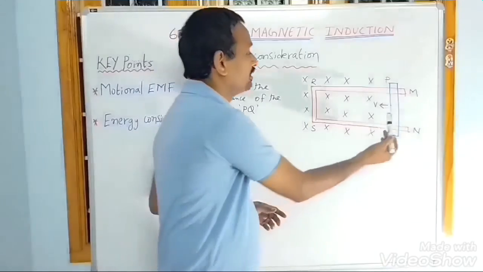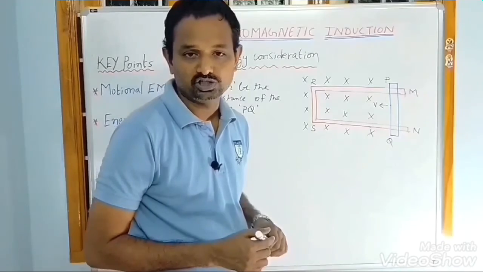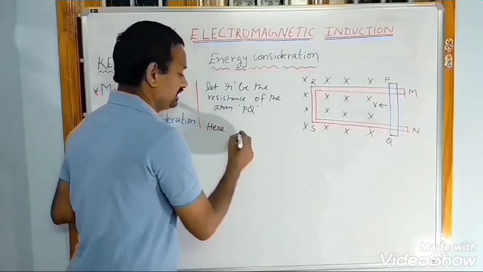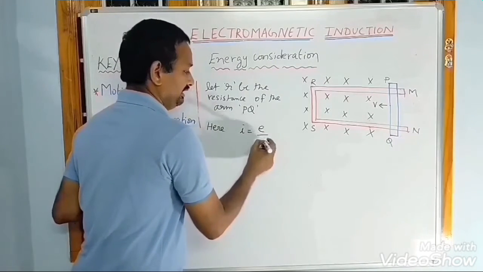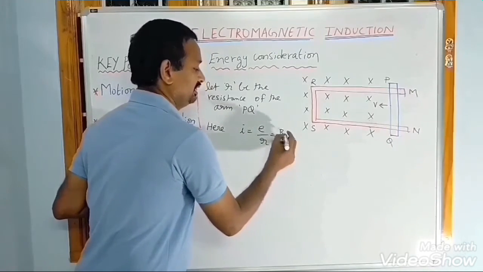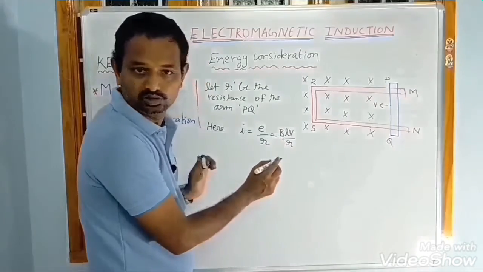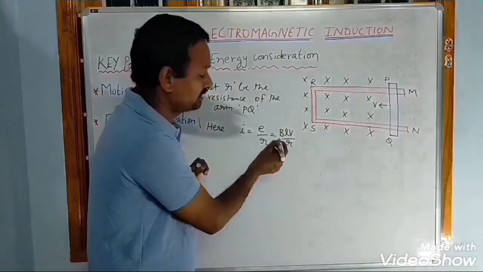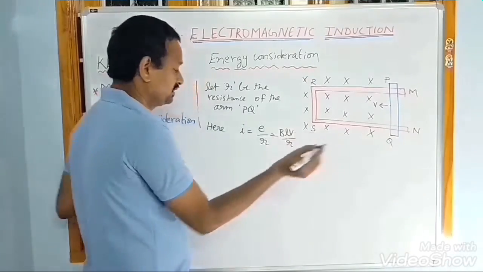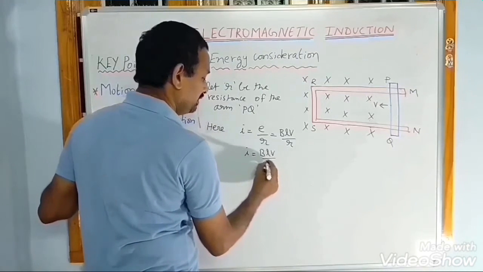If we move arm PQ in the uniform magnetic field, there will be an induced current. The induced current I equals E by the resistance of the arm PQ, that is small r. E is the motional EMF, BLV, so I equals BLV by R. Here I am taking only the magnitude, that's why I didn't write the minus sign.